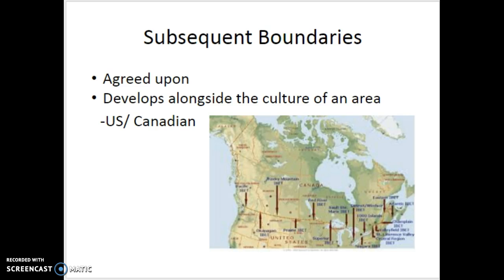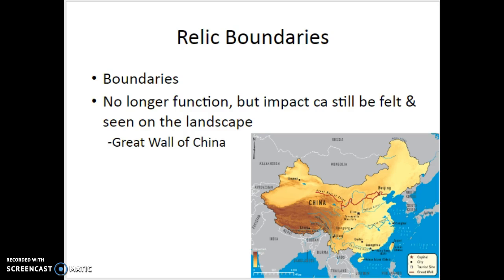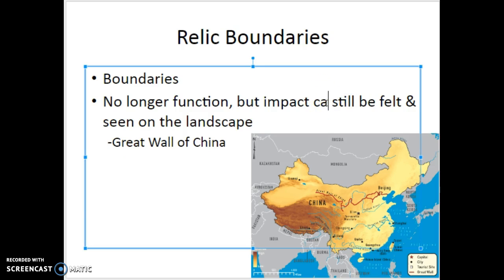The third classification of boundaries are something called relic boundaries. A relic boundary, just as the term implies, is a relic on the landscape. The boundary doesn't really exist any longer, but its impact can still be felt and seen on the landscape.